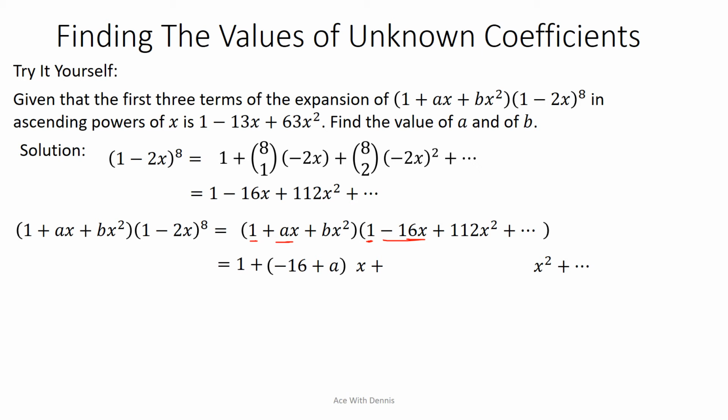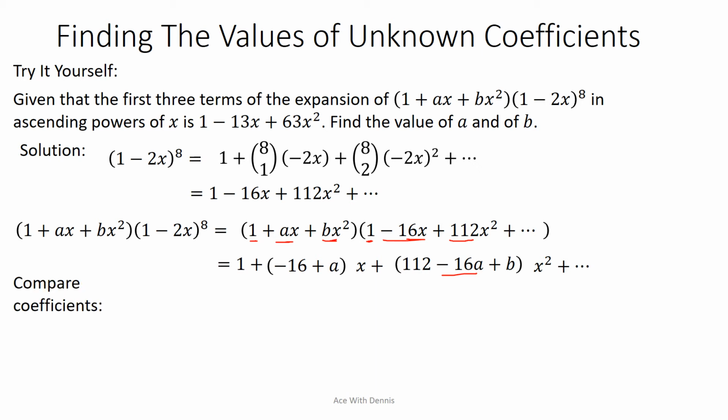How about x squared? For x squared, it will be 1 times 112. And next one, ax times negative 16x, so we get negative 16a. Next one, bx squared times 1, so that's why we have this plus b x squared.